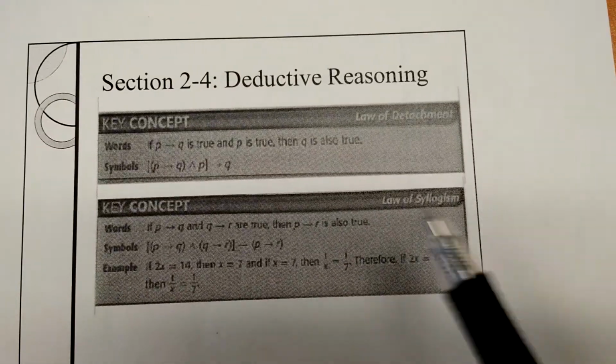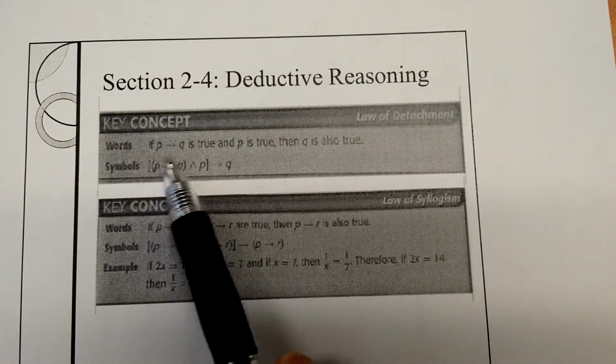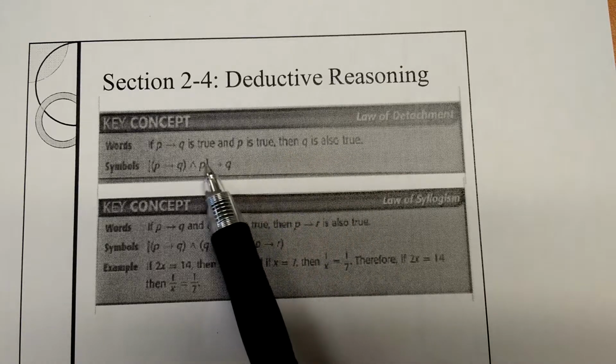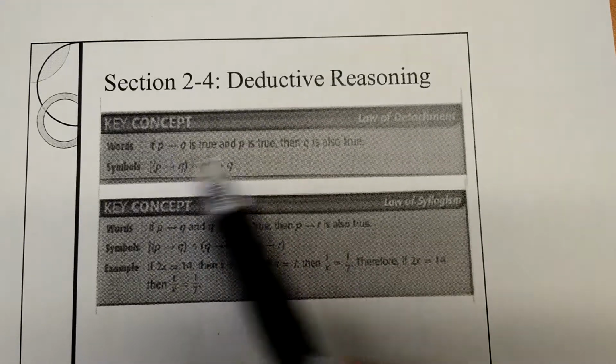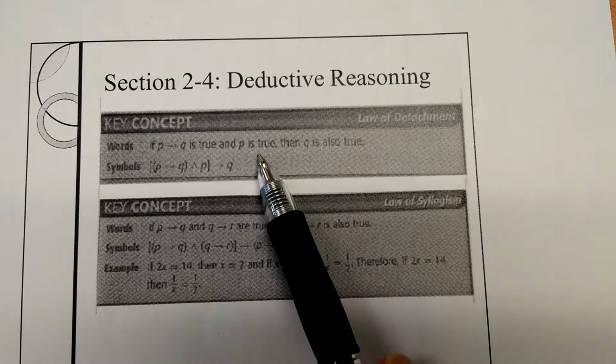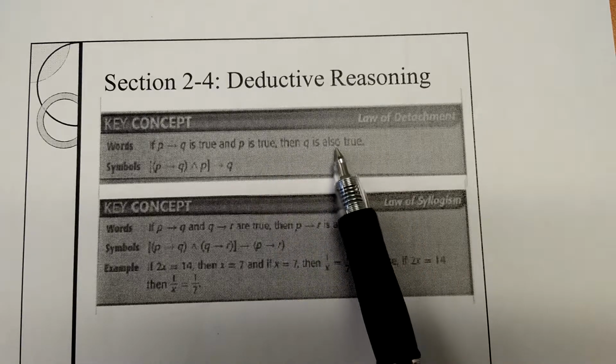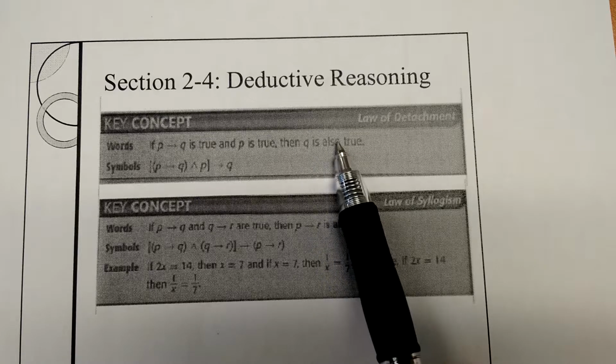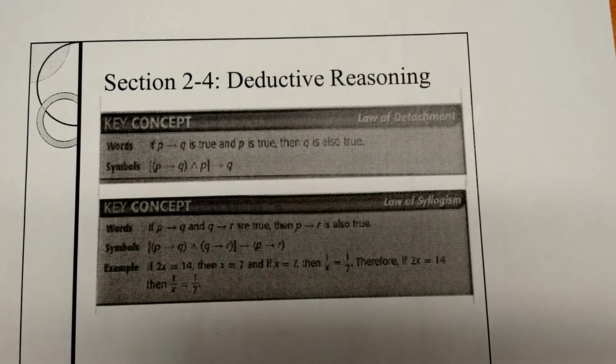The first is the law of detachment, which says that if P then Q is true, and P is true, then Q is true. So what that means is, if you know an if-then is true, and you are then told that the hypothesis is true, then you know that the conclusion is true. So if an animal is a fish, then it can swim. Steve is a fish. The conclusion would be, then he can swim.